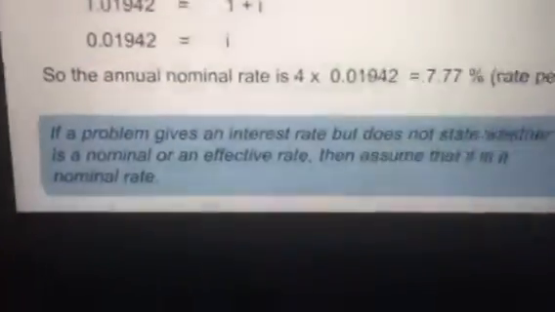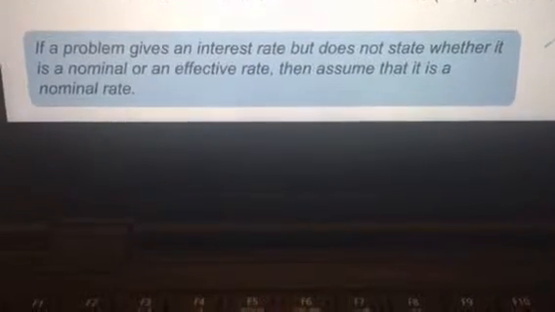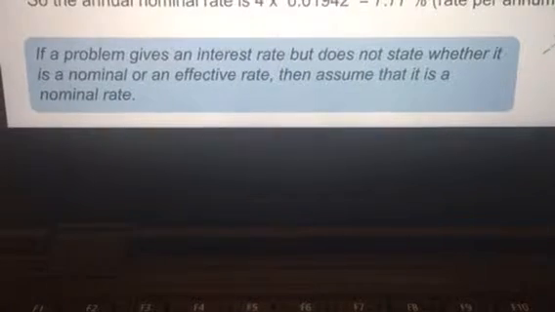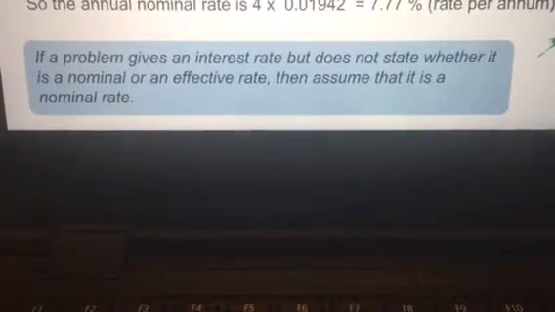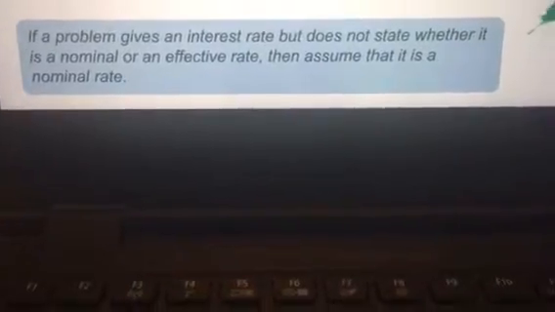So we're going to have a look at worked example 16. Before we do, I just want to take your focus to the bottom of the previous slide. And it just says here, if a problem gives an interest rate but does not state whether it is a nominal or an effective rate, then assume that it is a nominal rate. Nominal rate is really just the rate that it's advertised at, okay?